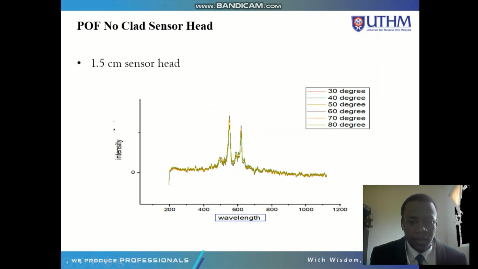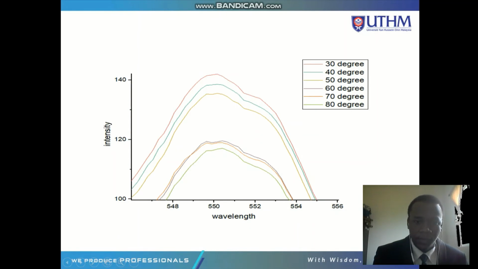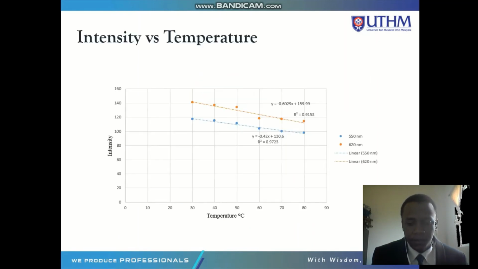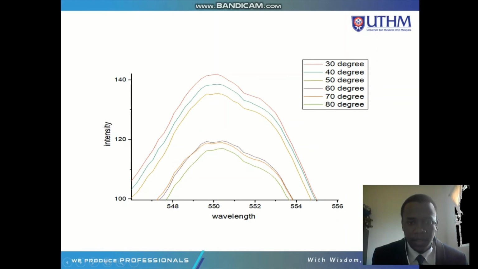So this one is the sensor head 1.5. This one is the no cladding sensor. We use 30, 40, 50, 60, 70, 80, and then we see how much the temperature range. This graph is not really clear, but we can see here at 550, the different intensity from 30, which is the highest, around 140 intensity, and then we can see it goes down until 40, 50, 60, 70, 80. It means the lowest intensity is at 80 degrees Celsius.